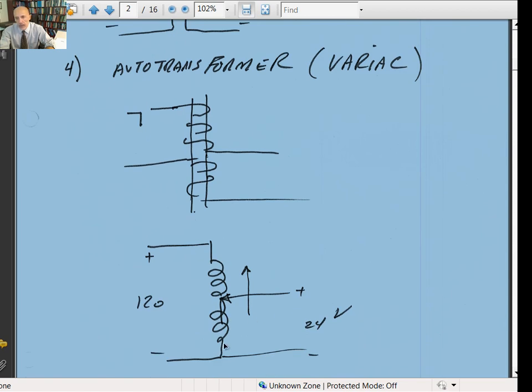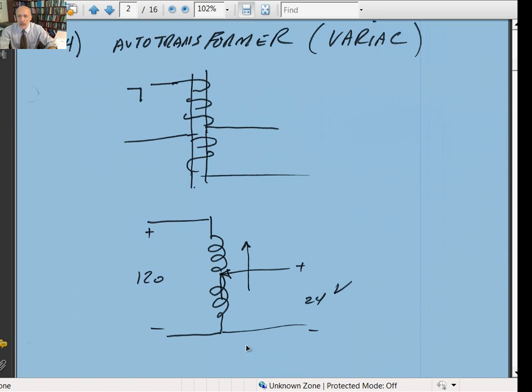You can easily slide it. It's just like a variable resistor, like a voltage divider that we did. It does operate exactly the same way. You can go from 0 to 120 volts, and you have a knob like a tap. You can adjust to whatever output voltage you want on your secondary.